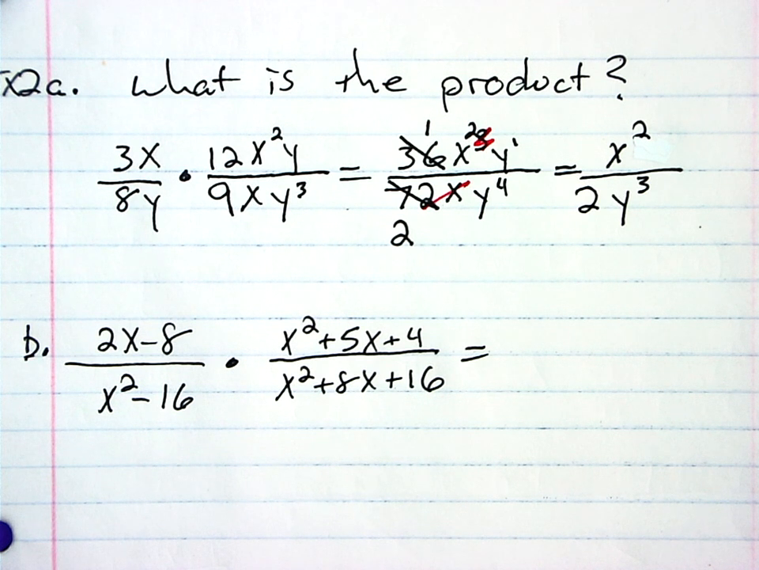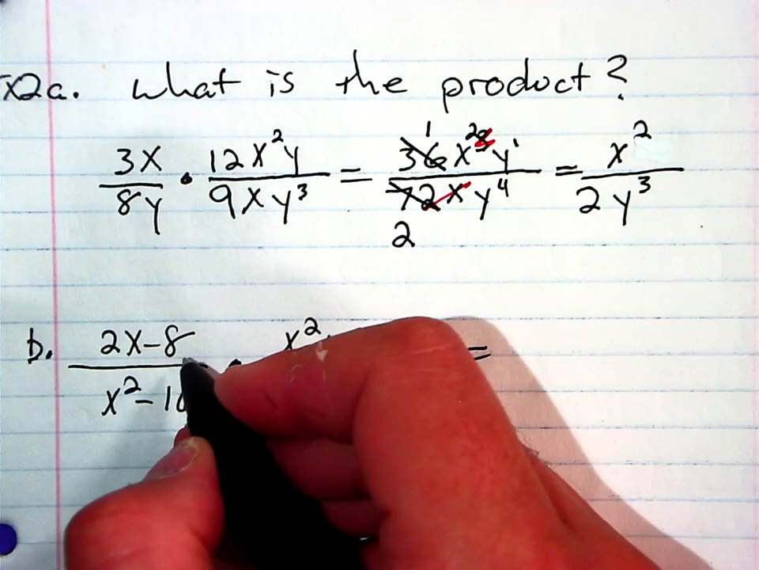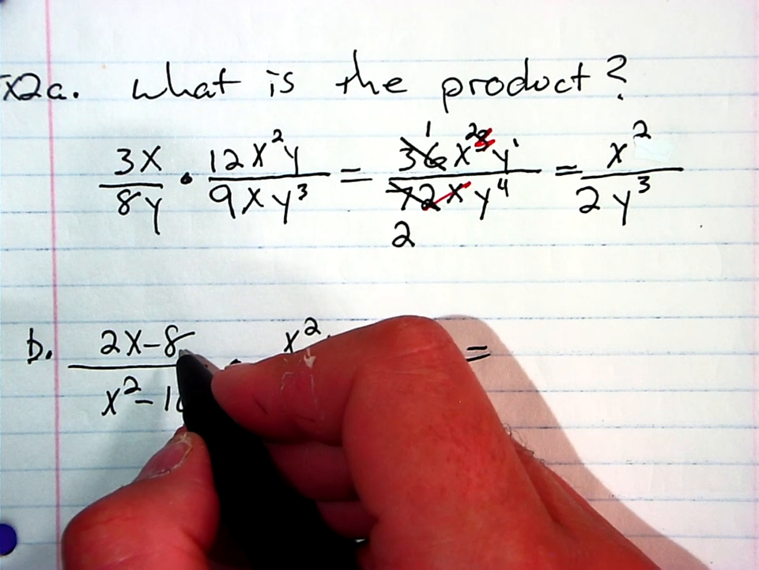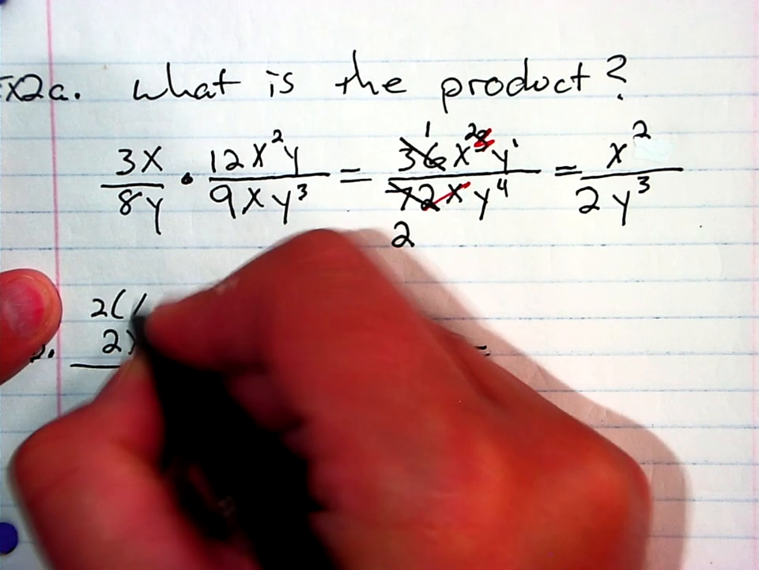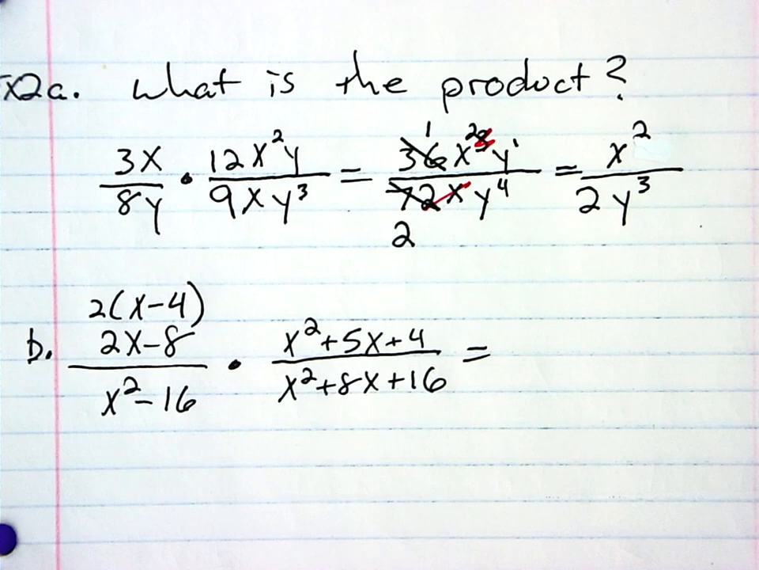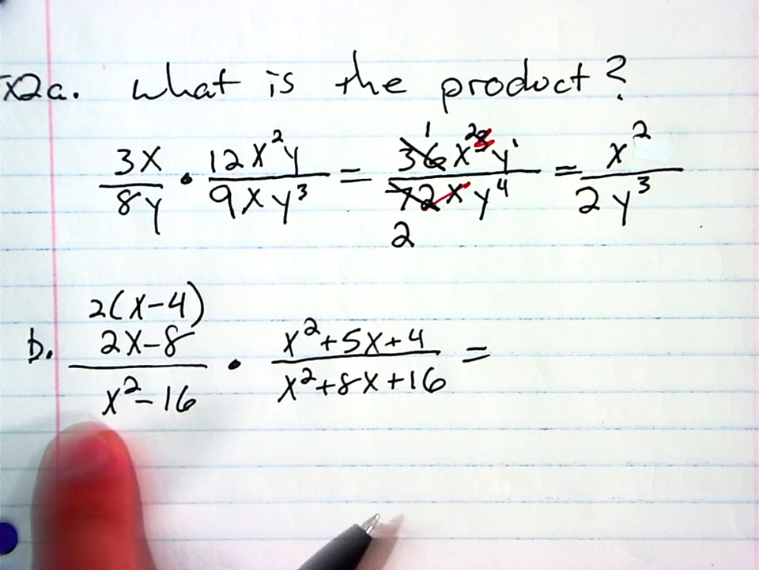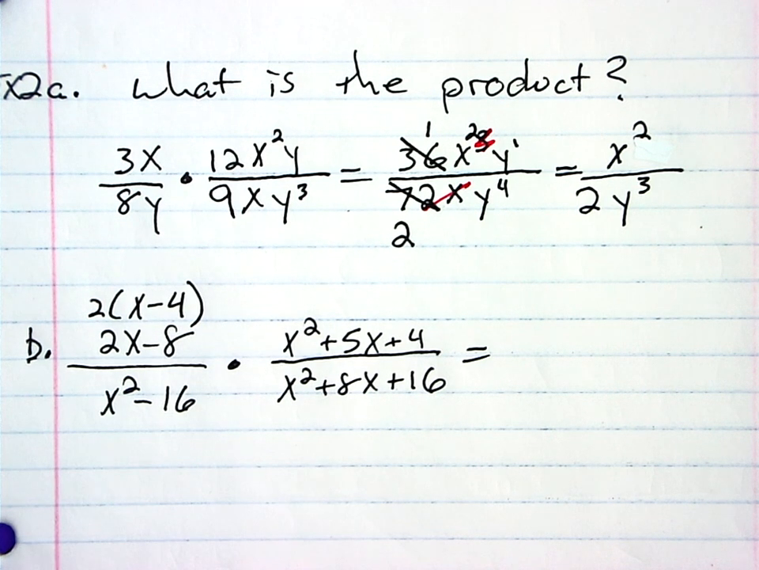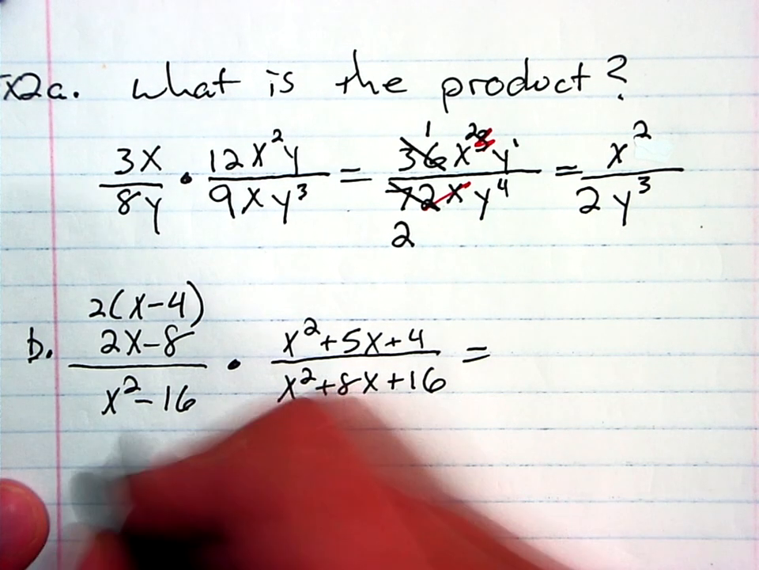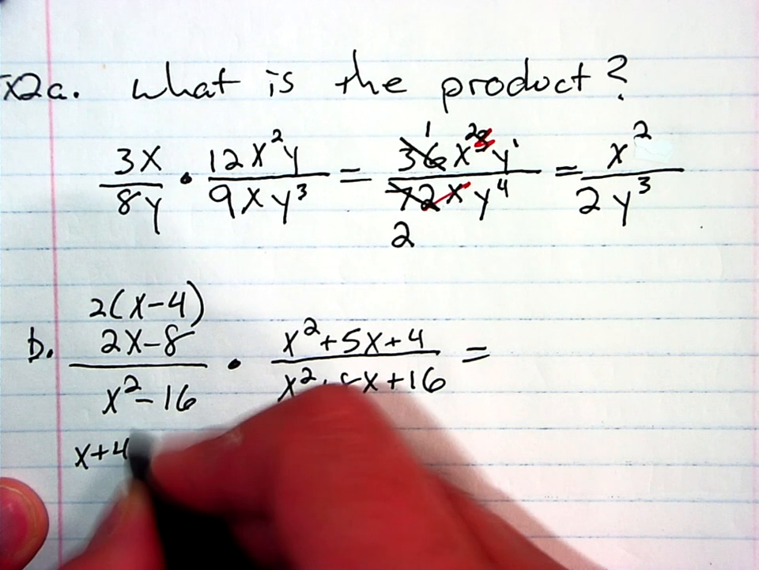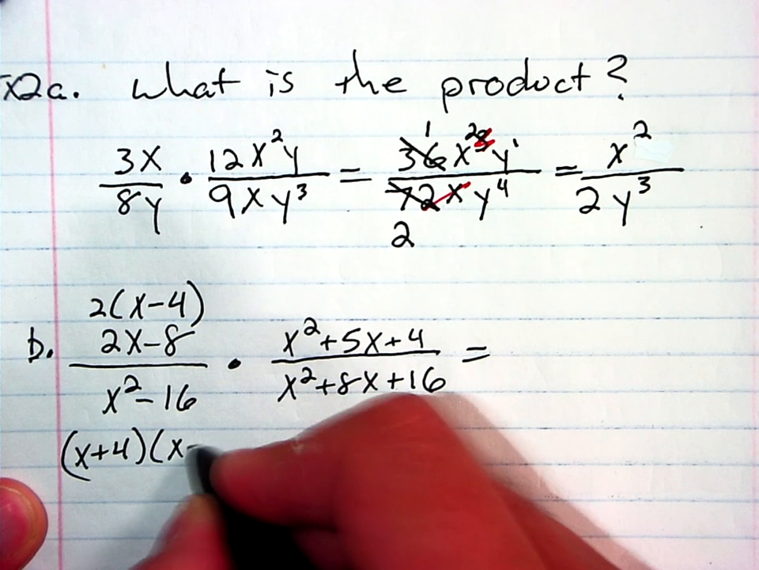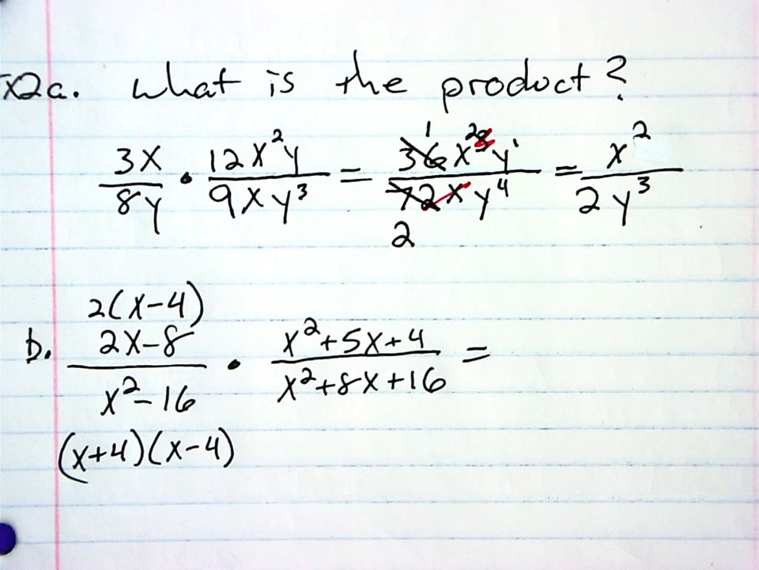On this one, what we have to do is factor each one of those 4 terms. That's why I'm saying I hope you know how to factor by now, because if you don't, this is not going to go well for you. Can I pull out anything from 2x minus 8? 2. And that gives me x minus 4. This is a perfect square. This is a perfect square. This is a subtraction sign, so this is difference of 2 squares. So it's going to be x plus 4 and x minus 4.